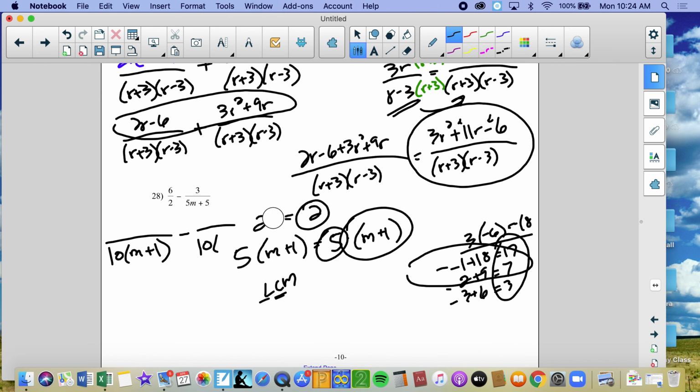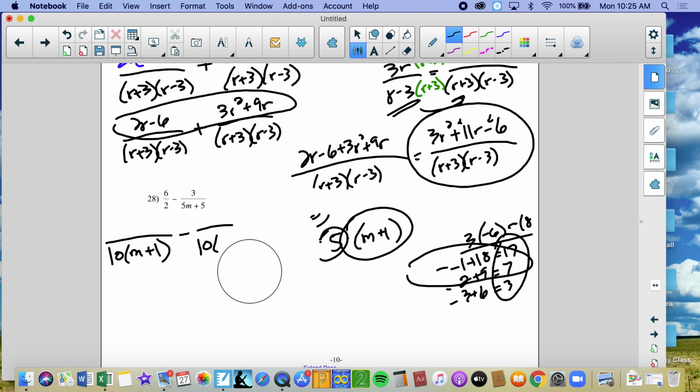Wow, just trying to erase. I have to use my eraser for the first time this year.